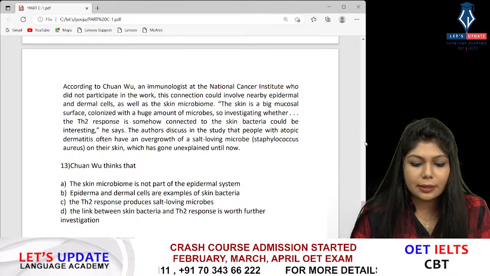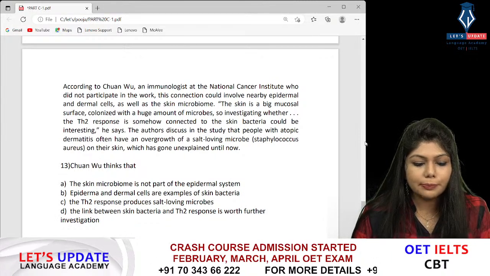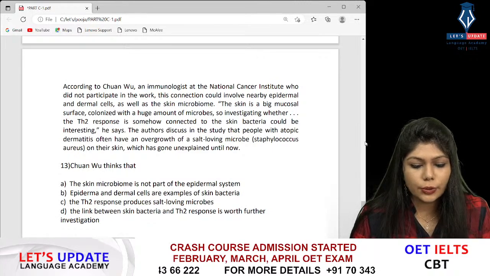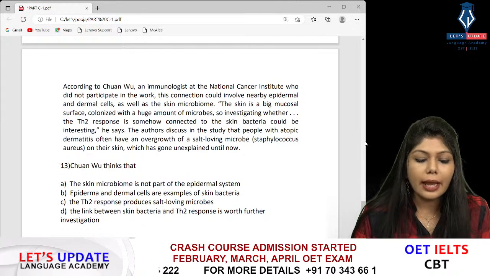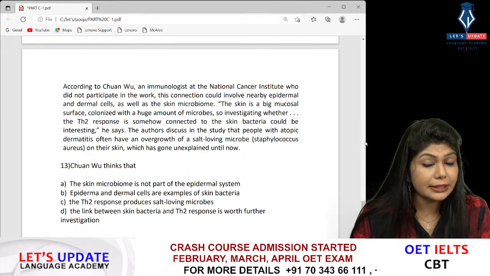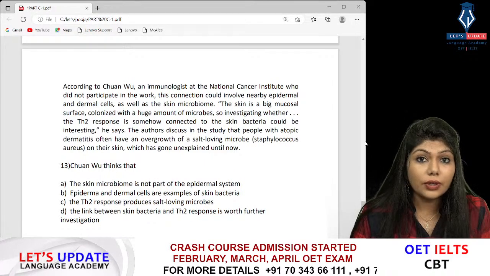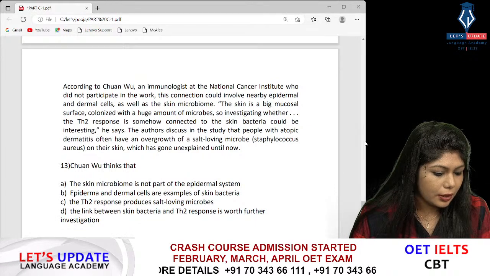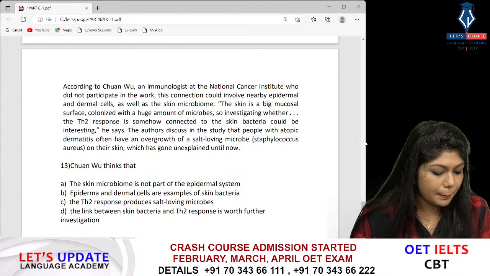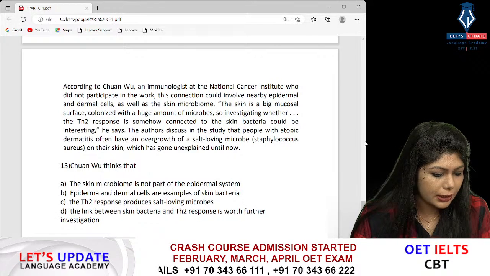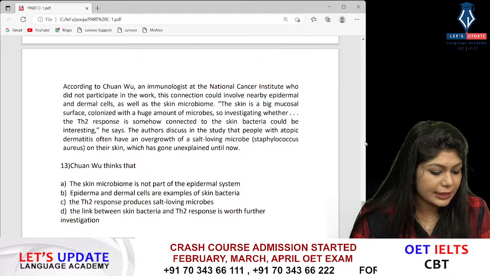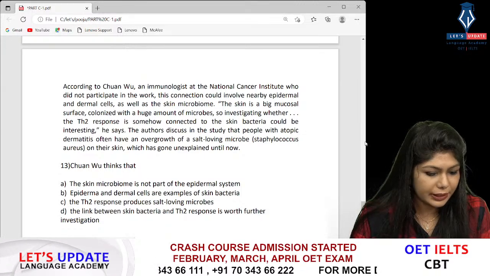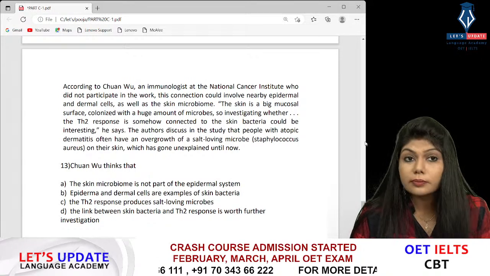And the options are: A, the skin microbiome is not part of the epidermal system. B, epidermal and dermal cells are examples of skin bacteria. C, the Th2 response produces salt loving microbes. And D, the link between skin bacteria and Th2 response is worth further investigation. So, what do you think the answer is? Okay, I can see answers coming in. Karma has responded with C, Sandra with B, Sabita given option B. Any other answers?